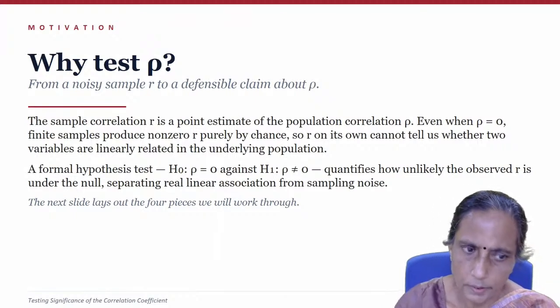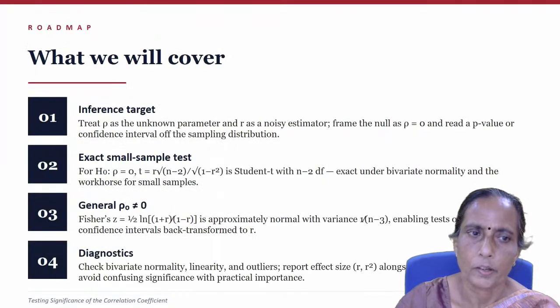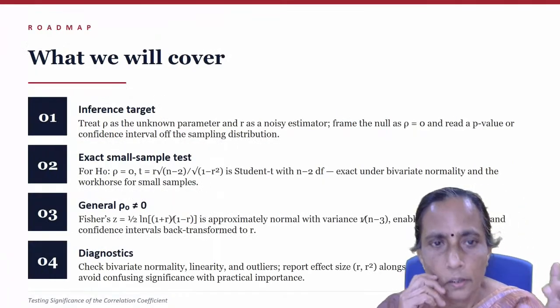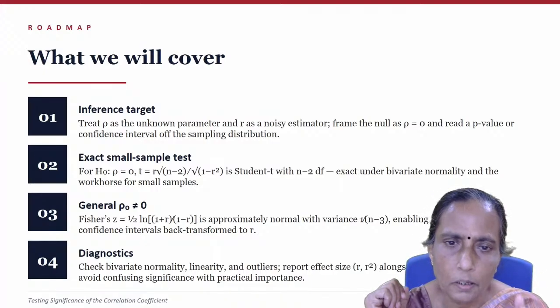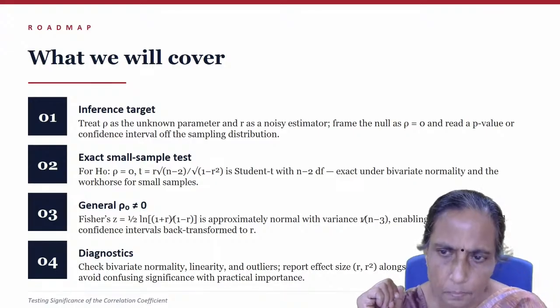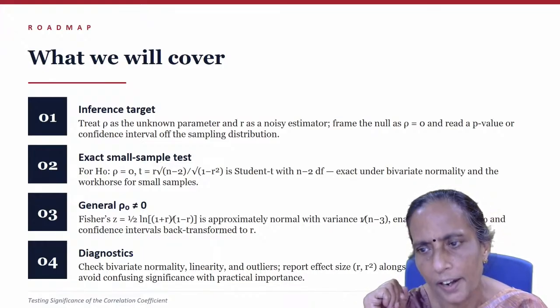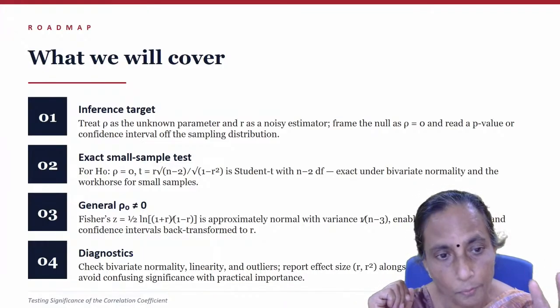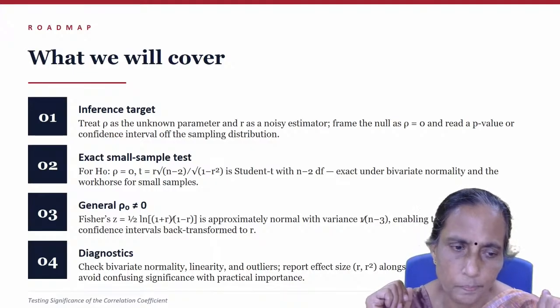Okay, this next slide really lays out the four pieces. That is, number one, inference target, that means treat rho as the unknown parameter and R as a noisy estimator. Frame the null as rho is equal to 0 and read the p-value or confidence interval off the sampling distribution.